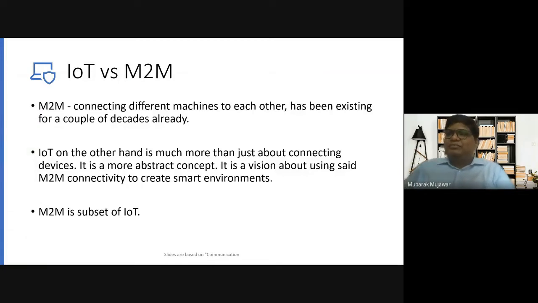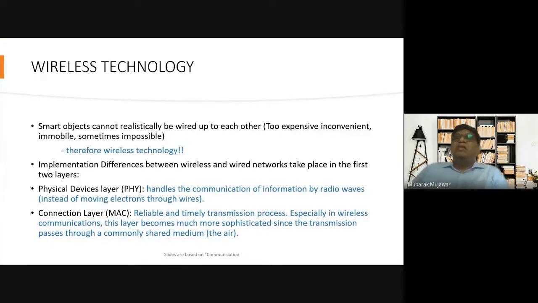And in IoT, one of the most essential communication technologies which we use is wireless technology. M2M communication may happen through wired technology, but in IoT, most of the communication occurs in the wireless technology domain. So why do we use wireless technology? The obvious answer is, as I mentioned in the morning, we will have about 100 billion devices connected to the internet. If we start physically wiring each device, it will be too expensive, too inconvenient, the devices will be immobile, and it is sometimes impossible to connect all the devices through wire. That's why we have to use wireless technology.